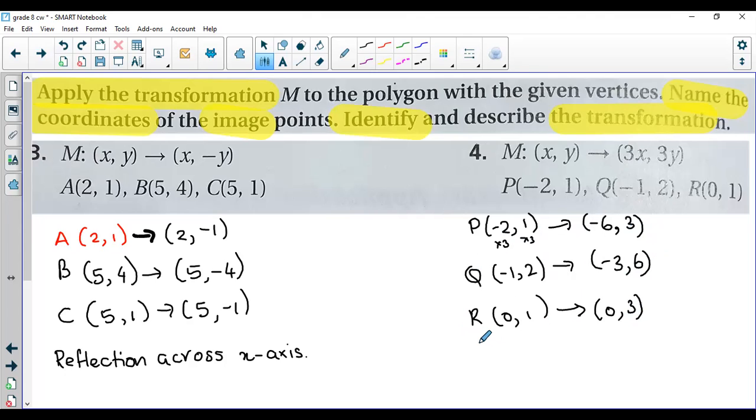So the transformation is going to be a translation with a scale factor of 3. This is how you describe the transformation. You need to say what transformation and with what scale factor. You need to say which transformation across which axis. If it was reflection, you have to mention the axis. If it was translation, you need to mention the scale factor.